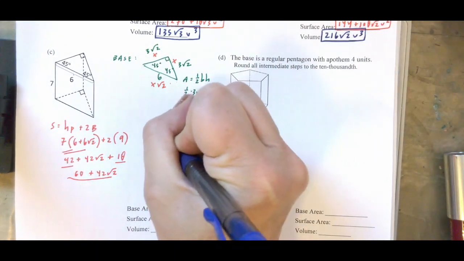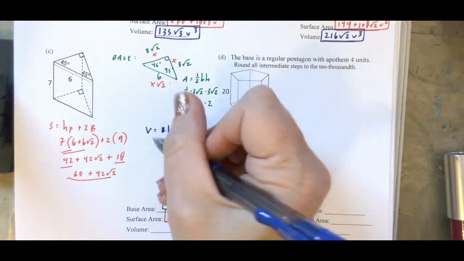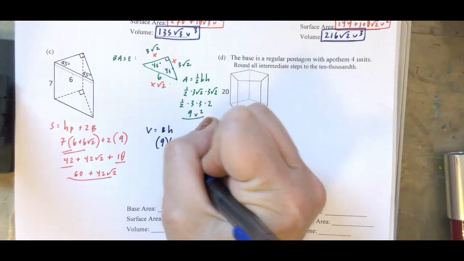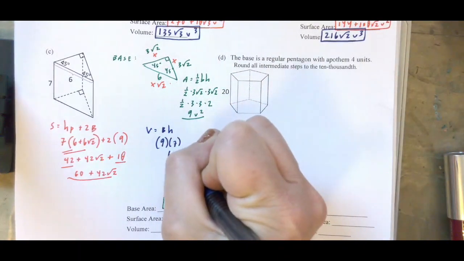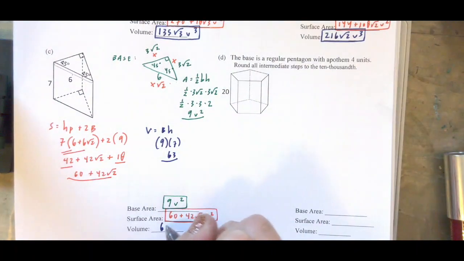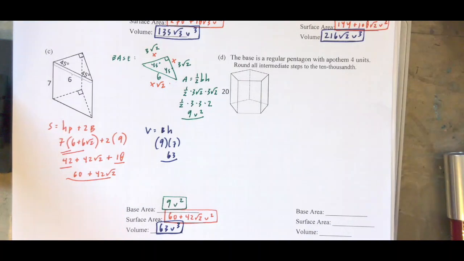So volume is base area times height. So 9 times 7, and we get 63. So 63 units cubed, always for volume. All right, so we should be good there.